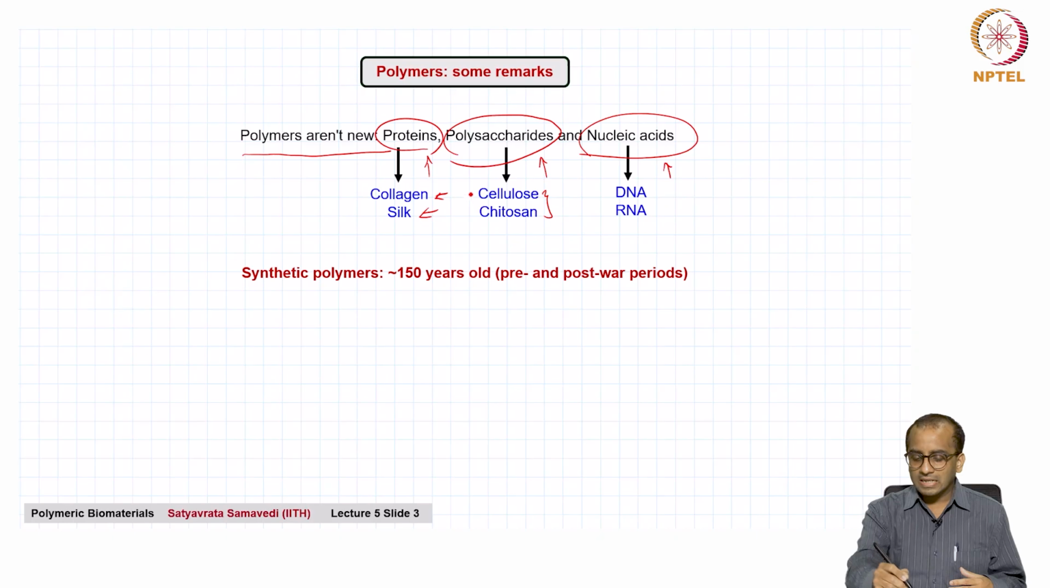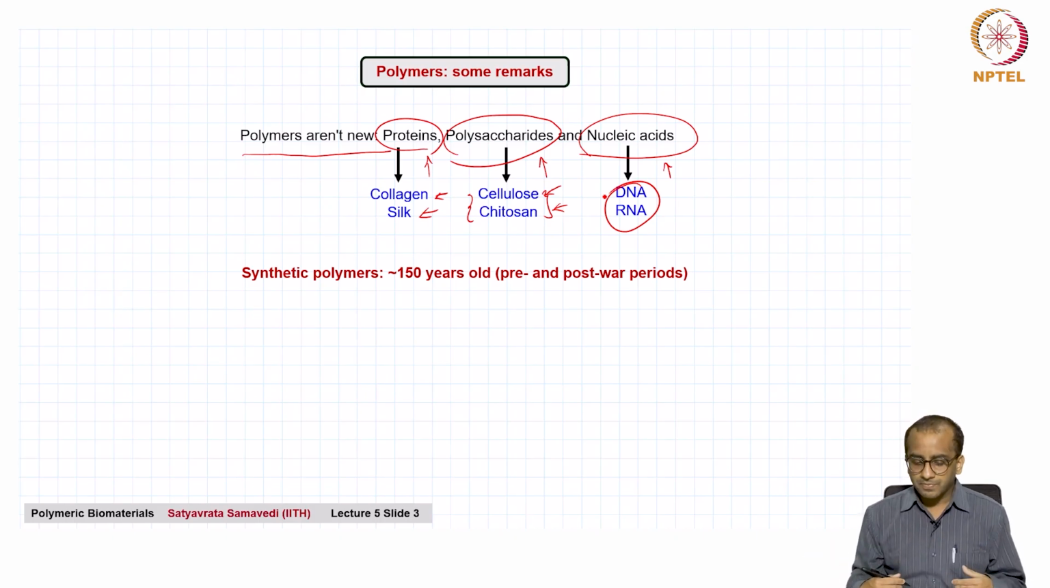And in terms of polysaccharides, where the functionality is a sugar molecule or the monomer is a sugar molecule, you have examples like cellulose and chitosan, where actually chitosan is a polycation, a charged polymer, and that has some interesting consequences. And of course, you must be aware of DNA and RNA, which are also long chain molecules but made of nucleic acids.